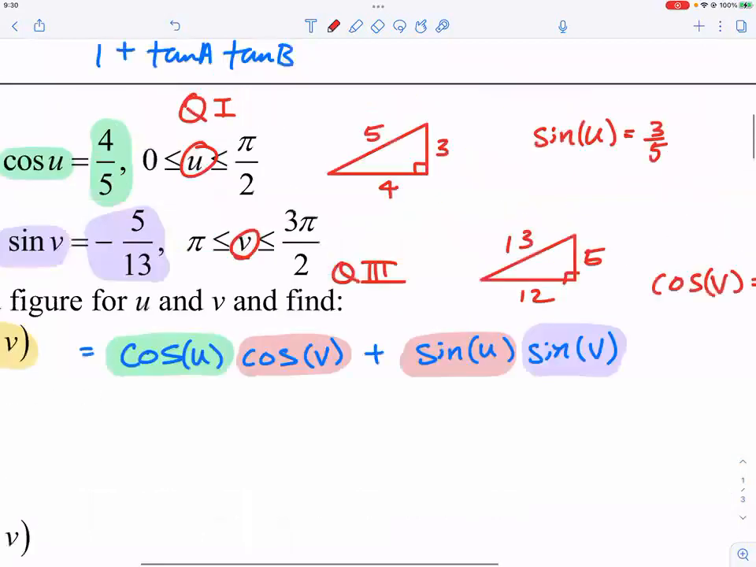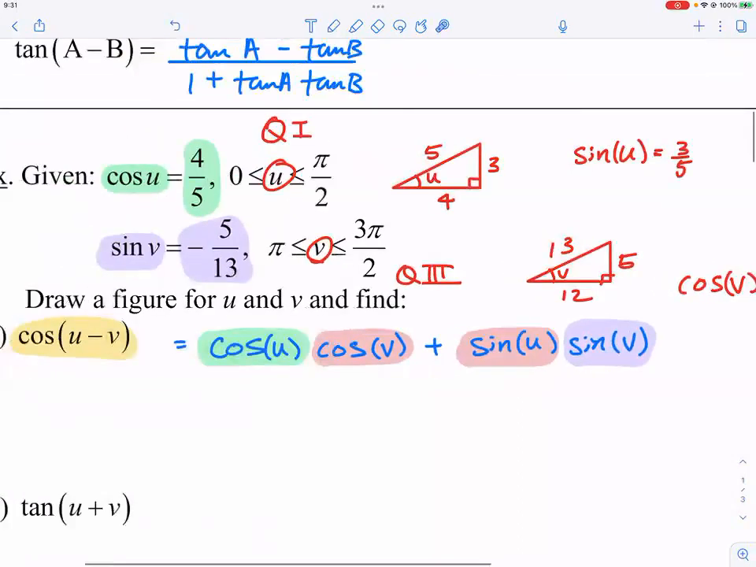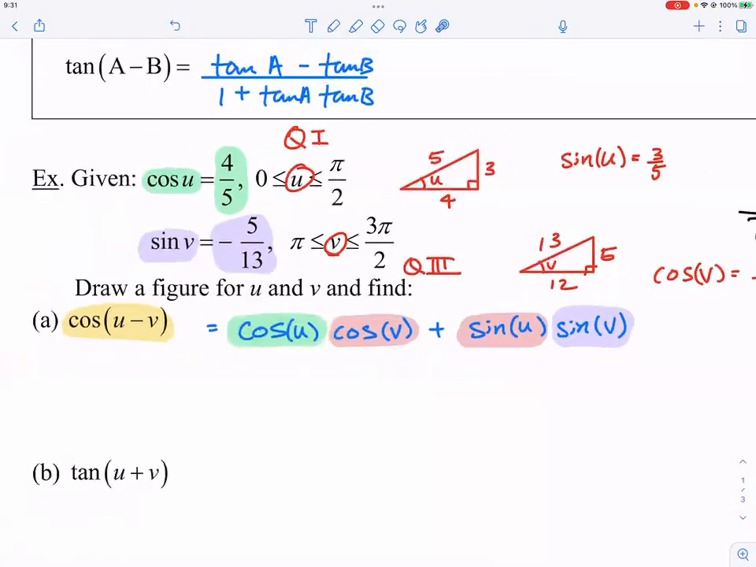Well, maybe I should also label that these are the angles. If they tell you cosine U is 4/5, that means adjacent over hypotenuse: adjacent is 4, hypotenuse 5. Then it's a 3, 4, 5 triangle. If they tell you that sine V is 5/13, so opposite over hypotenuse, opposite is 5, hypotenuse 13, and that means the adjacent must be 12. Now, if you don't know the Pythagorean triplets, you can use the Pythagorean theorem to find out.